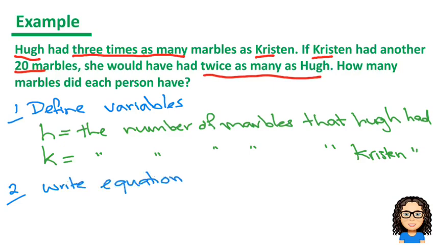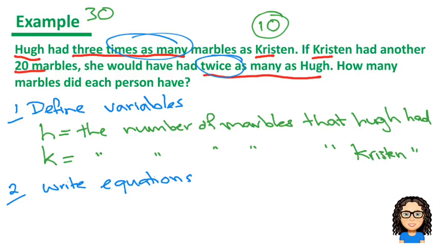Okay, this can take a little bit of thinking about, particularly when in this case they've got words where they talk about twice as many or 3 times as many. That's an important thing that we need to know how to deal with. So let's start with that. Hugh had 3 times as many marbles as Kristen. So that tells me that if, say, Kristen had 10 marbles, then Hugh would have 3 times as many. He would have 30 marbles.